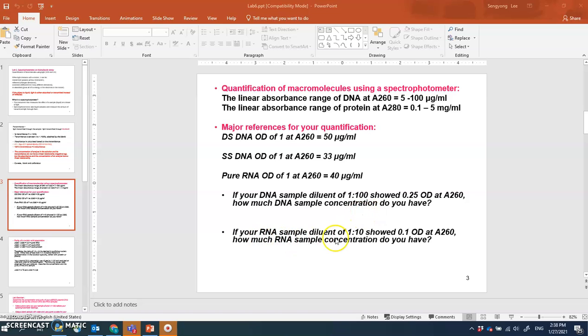And then in this case, RNA sample you got 0.1 OD at 260. So RNA right here, if you have 1 OD, it's 40 microgram per mil, but instead you have 0.1 OD, it's about 1/10. So probably 4 microgram per mil is the concentration you have, right? But it's diluted 1 to 10. So it's 10 times more. So it's going back to that 40 microgram per mil. That's how much RNA you have. So that's how you do the quantification.